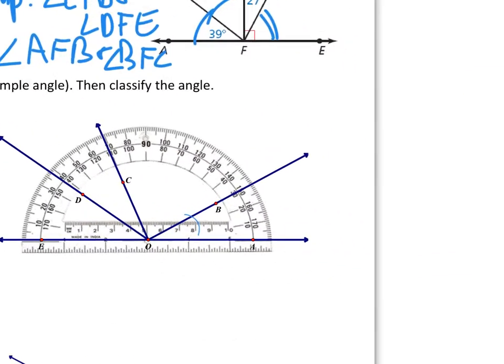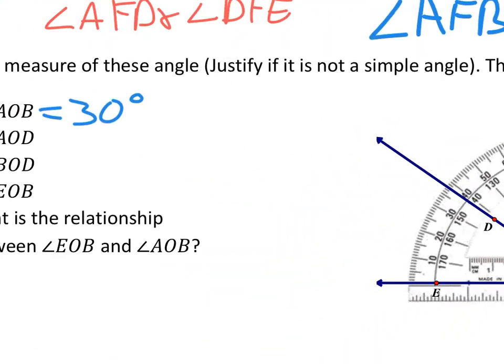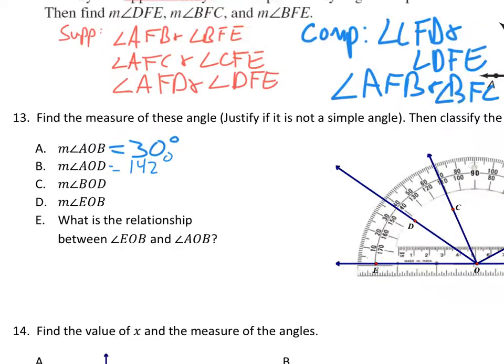Next, we have AOD. So that's this guy right here, from A to O to D. So we're going to start at 0 and work our way around, okay? And that's 140. It's kind of hard to see the 1 under there, but there's a 1. 140 and then 2 little marks there. So that's 142 degrees, all right? And so AOD equals 142 degrees.